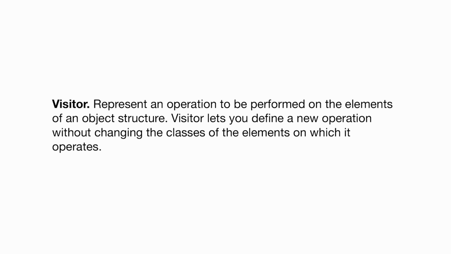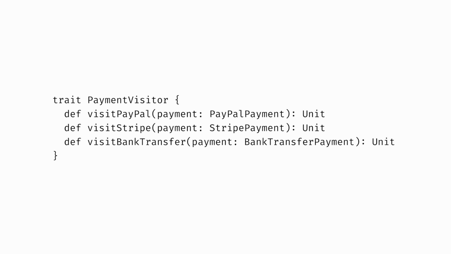And even though it's not alphabetical, while we're here, let's look at the visitor. Visitor represents an operation to be performed on the elements of an object structure. Visitor lets you define a new operation without changing the classes of the elements on which it operates. It's super common in FP presentations and blogs to compare visitor to pattern matching.